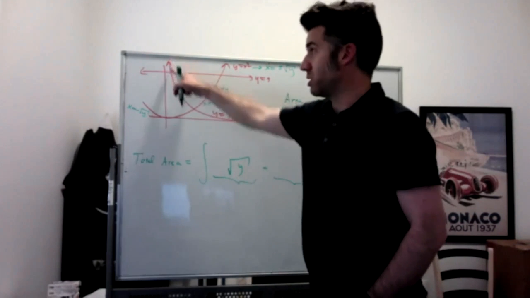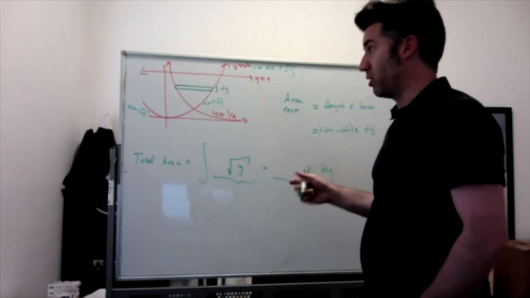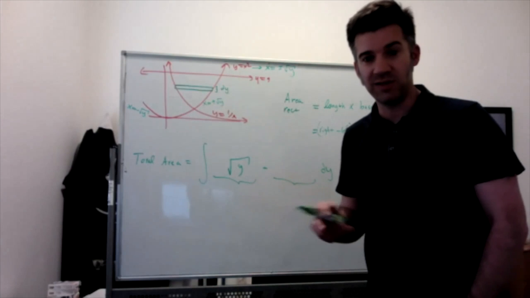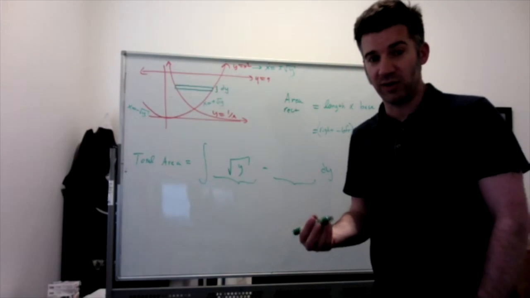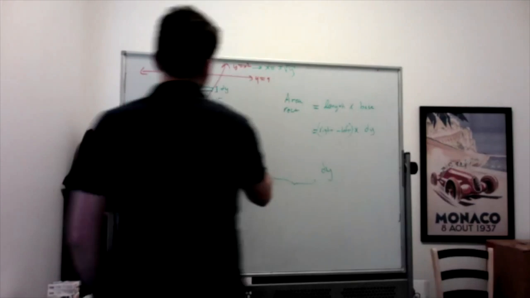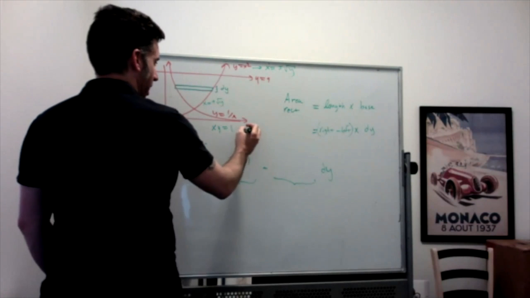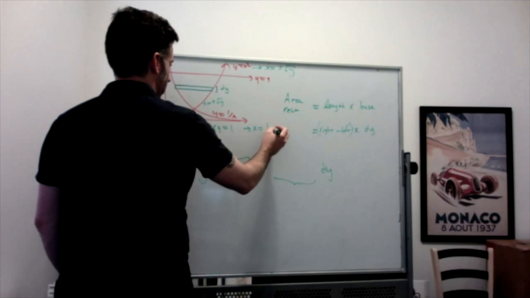And our left function is this function here, which is y equal to 1 over x. Interestingly, if you solve for x, you actually get the same function. Solving for x, if you multiply both sides by x and divide both sides by y, you get x equal to 1 over y.